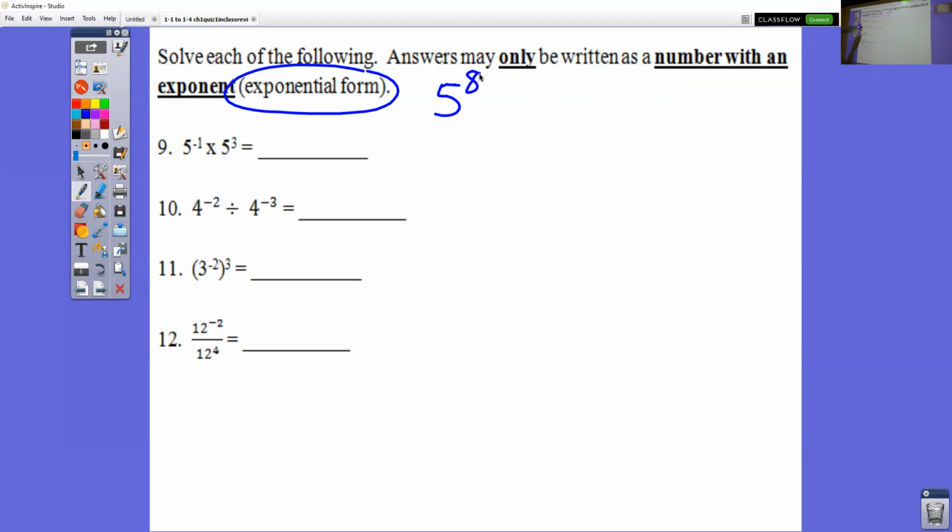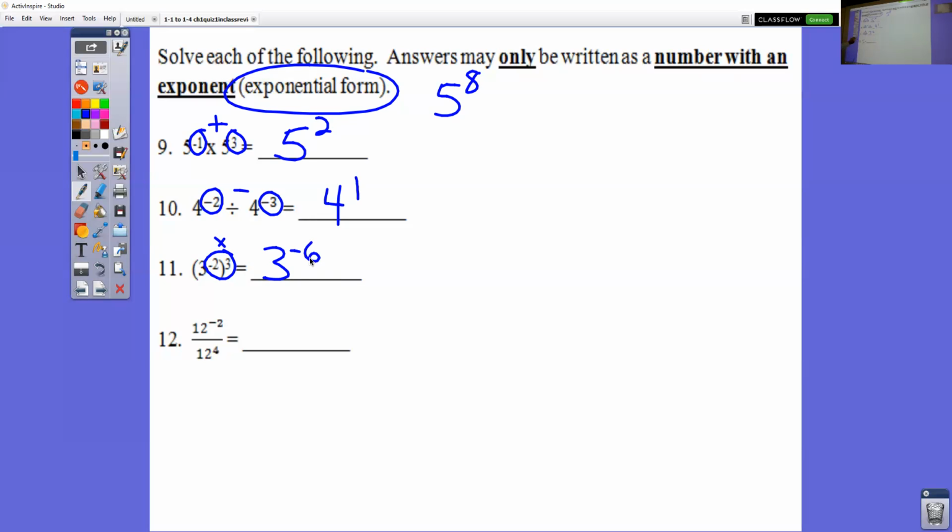So in question number 9, this is a multiplying question. We keep the base the same. So the base is the big number, keep the base the same. Add your exponents. We have -1 plus 3, which is +2. In question number 10, this is a dividing question. We keep the base the same and subtract the exponents. Be very careful. -2 minus -3 is a +1. In question number 11, power to a power, we keep the base the same. We multiply the exponents. -2 times 3 is -6.